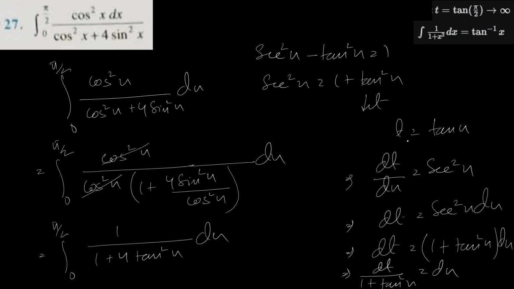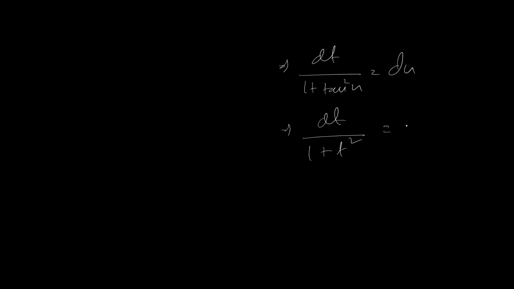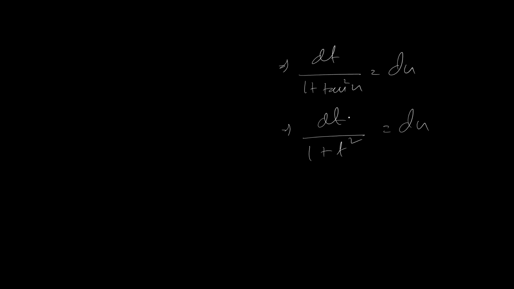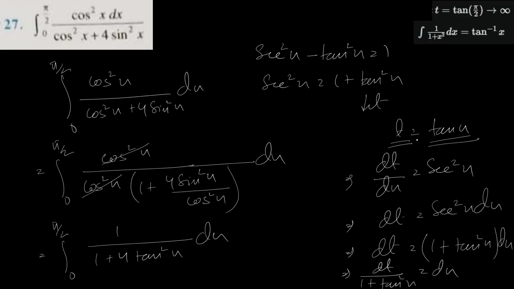Now here you see tan x value I have taken as t, so 1 plus tan square x, this one I can write as, you see, dt by 1 plus tan square x is equal to dx. So I can write it as dt by 1 plus t square is equal to dx, because tan x value I have taken as t. So therefore tan square x, I can say, this is dt by 1 plus t square is equal to dx.